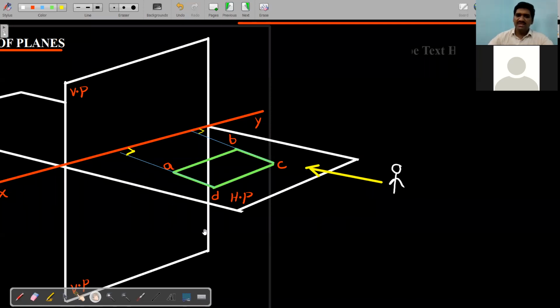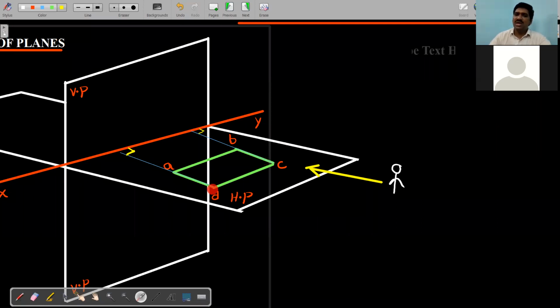And since you are seeing in this direction, tell me, all of you, what is visible and what is invisible? If you see in this direction, can I say that C is visible but B is not visible, or we can say B is invisible? Okay, D is visible but A is invisible. Again I am saying, C is visible, B is invisible. Why? B is behind C. D is visible, A is invisible. Why? A is behind D.